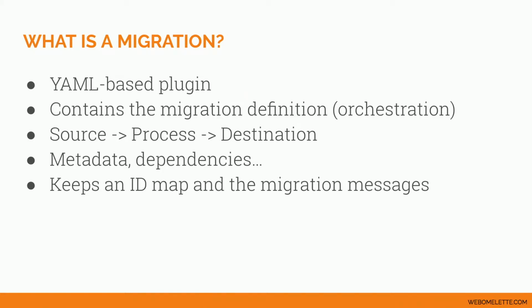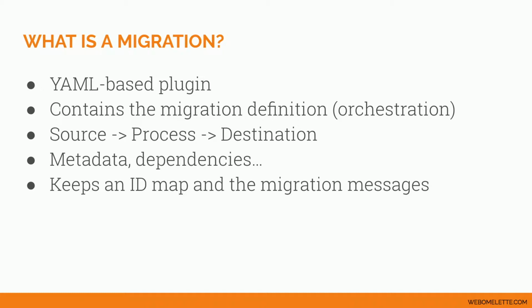So between the source IDs and the destination IDs, right? Source data always has to have an ID, and obviously the destination is always going to have an ID, and it keeps this map. And this map, similar to how it was in Drupal 7, is very important. Also, it writes migration messages in a special table if something goes wrong, etc.